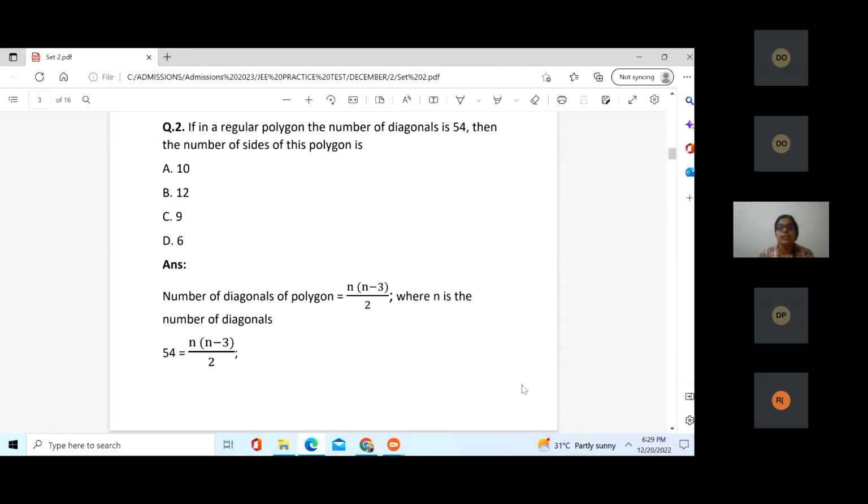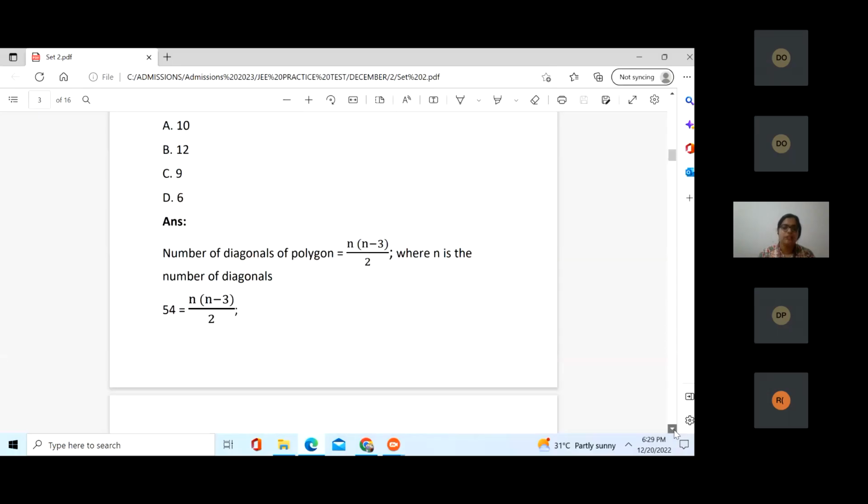So 108 is equal to n into n minus 3. You can formulate an equation which is n square minus 3n minus 108 equal to 0. This minus 3n, I'll be able to write as minus 12n plus 9n. So I have two factors here, n minus 12 and n plus 9. So what are the values of n? n is equal to 12 and n is equal to minus 9. Which one is okay? Because it's the number of sides, I need a positive value. So n is equal to 12 is the correct answer. That is option B, which is n is equal to 12.